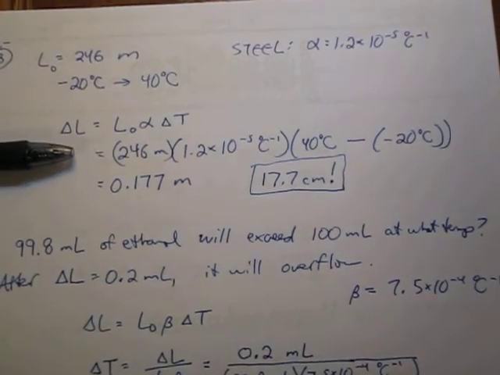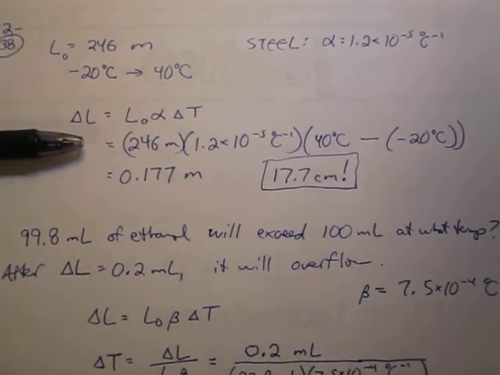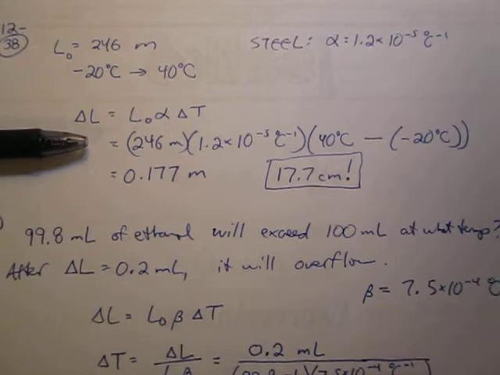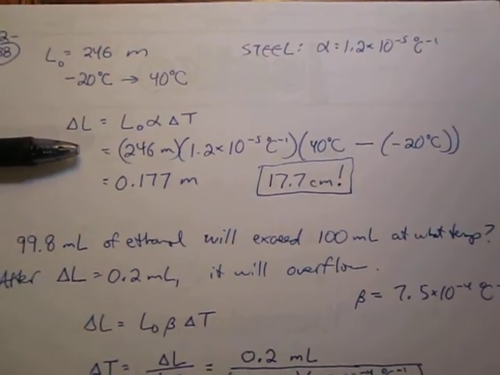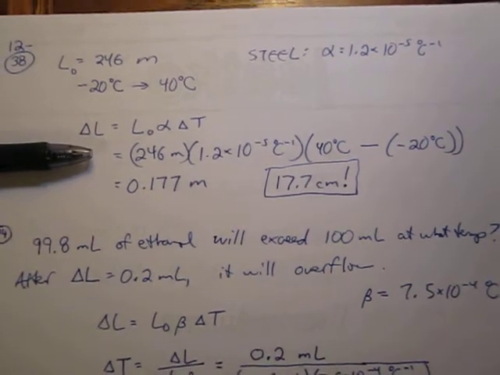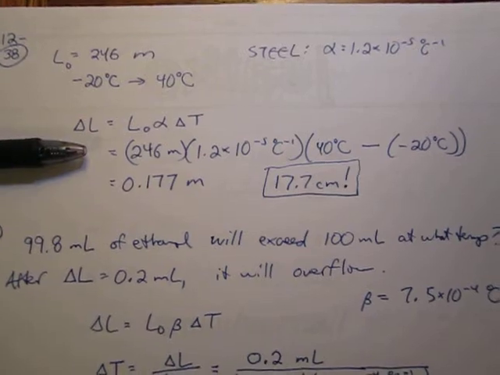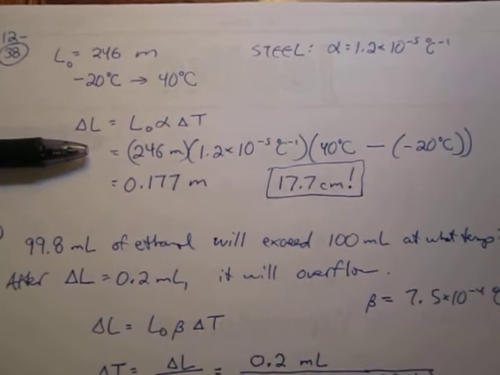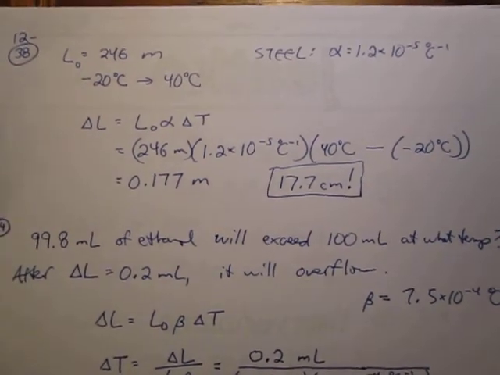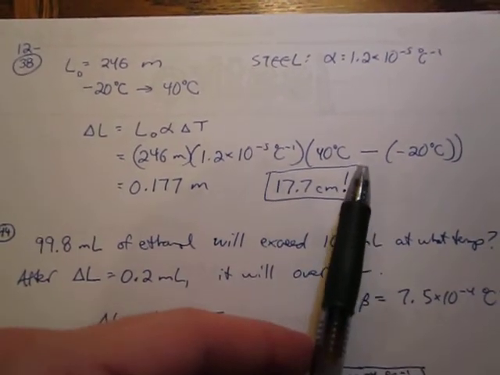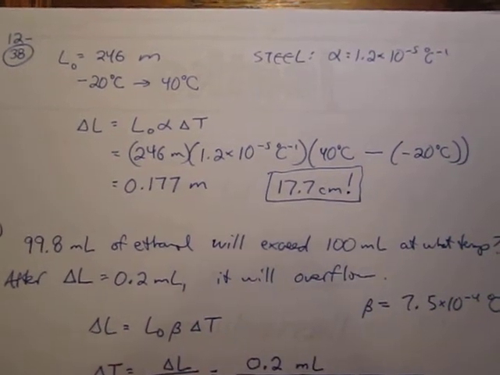In this case, based on the wording of the question, it doesn't really matter whether we do final minus initial, 40 degrees Celsius or negative 20 degrees Celsius. Just do one or the other. Depending on which way you do it, you'll get a positive or a negative answer. I chose the way that would give a positive answer. The point is, the difference in temperature between the hot and cold extremes is 60 Celsius degrees.